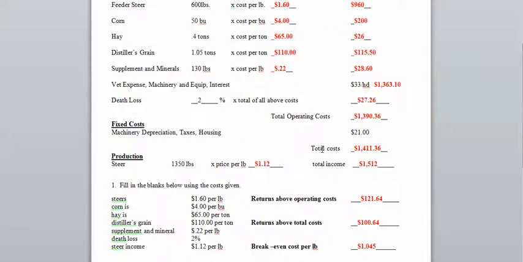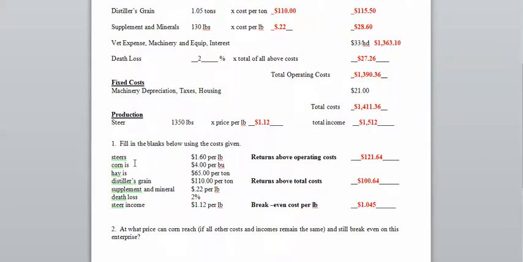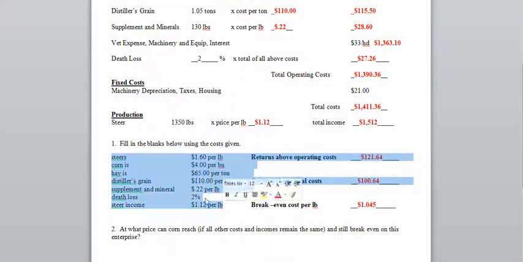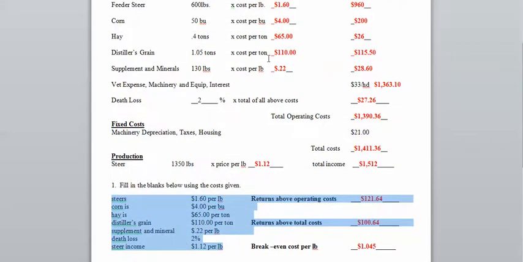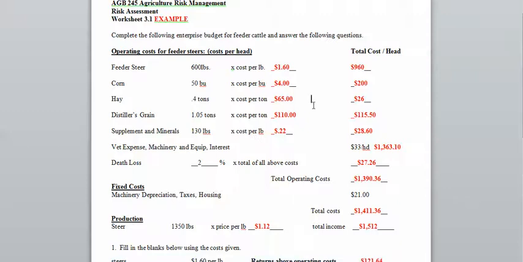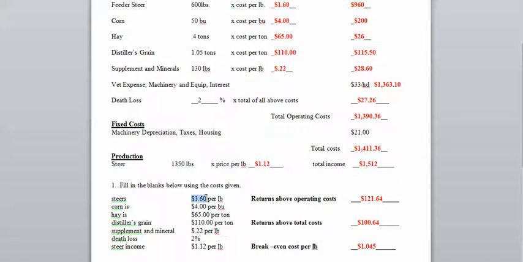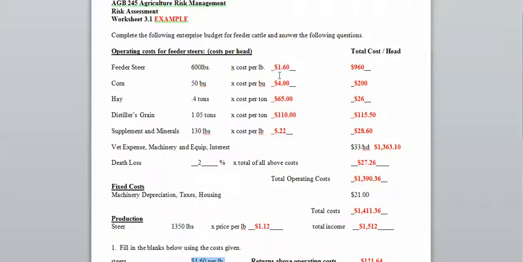Down here are your individual costs that we're going to use in our budget. For example, our feeder steer, we're going to buy a 600-pound steer, and we think we're going to pay $1.60 a pound for that animal. So 600-pound animal times $1.60 a pound gives us $960 of expense.